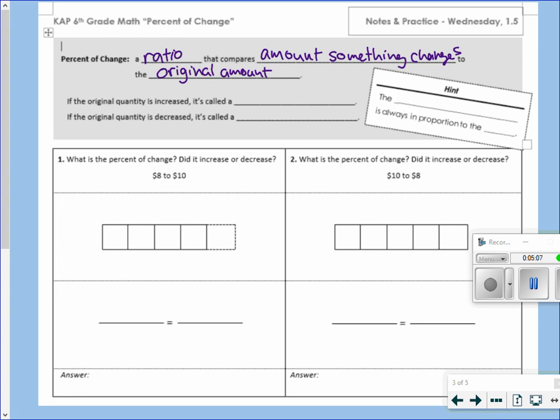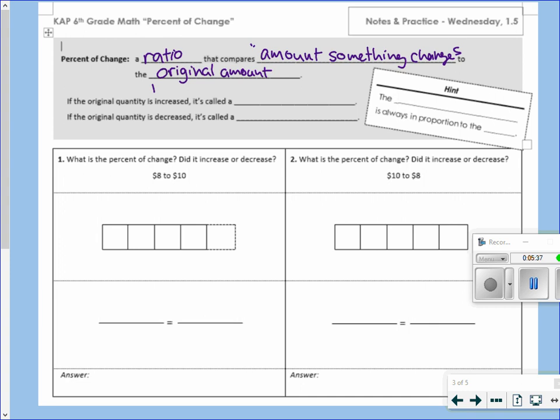Now in a ratio, does that order matter? Yes, it does. So on the bottom, which one's going to go on the bottom, if I'm talking about a fraction ratio? What's the denominator in this case? It's a ratio that compares the amount changed to the original amount. It's the change to the original. I'll come back to that question so we can answer it again.